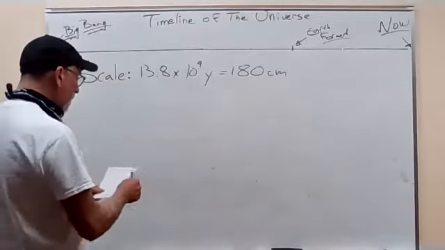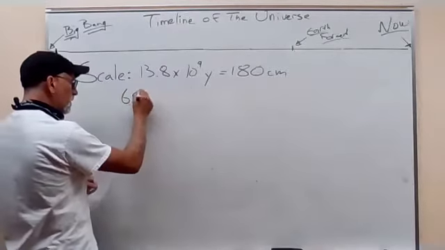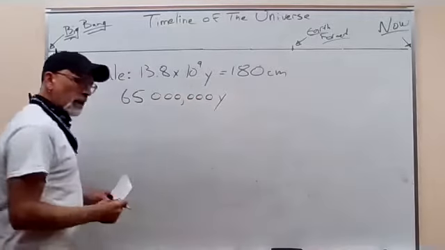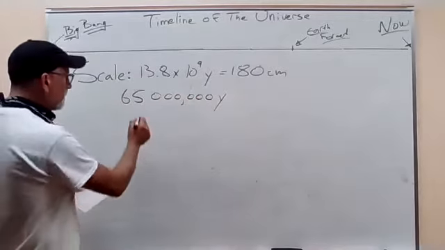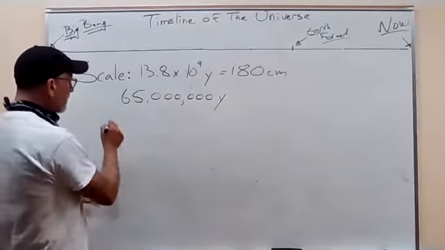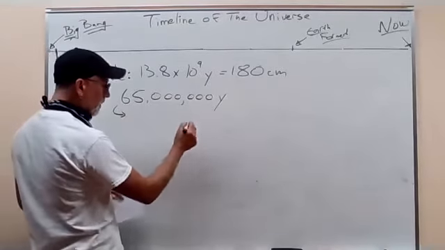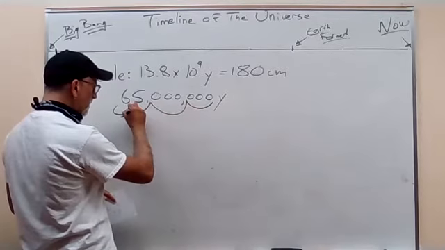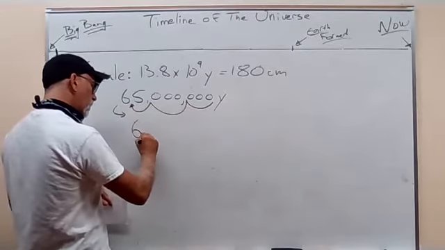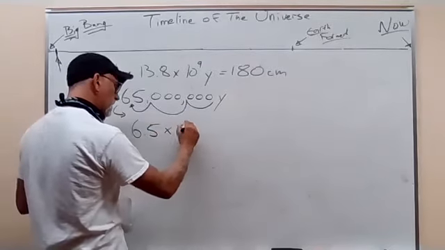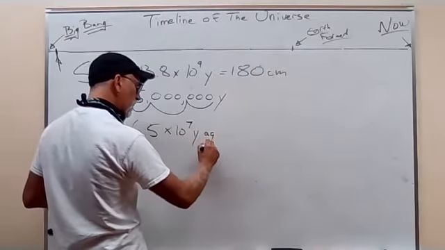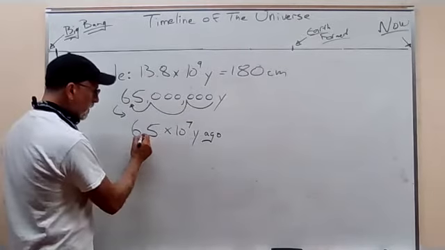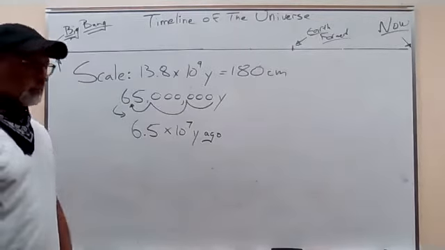So with my first number, it's 65 million. That's when the dinosaurs went extinct. Just for practice, I'm going to convert this into scientific notation. So that's 3, 6, 7. This number is 6.5 times 10 to the 7th years ago. They went extinct 6.5 times 10 to the 7th years ago.